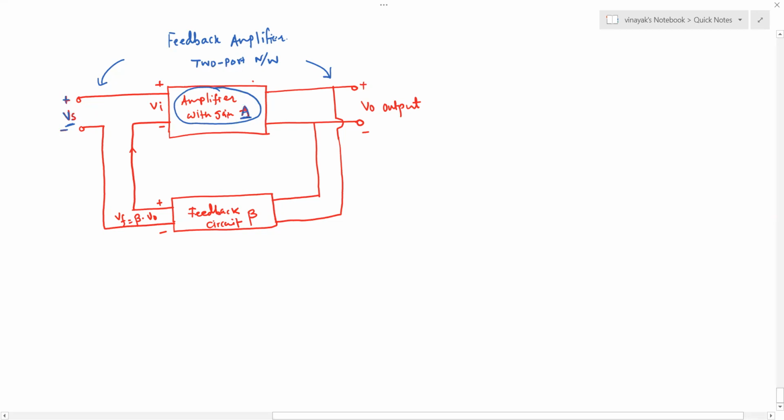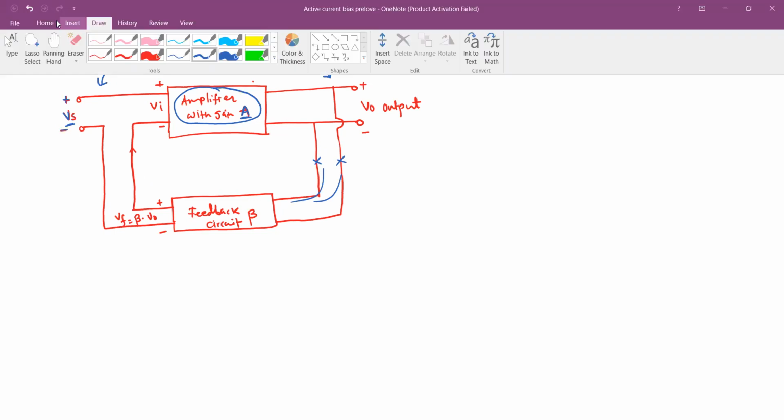So the gain of the amplifier is A, or more specifically, we can say that it is called the open loop gain. It is the gain when you don't have any feedback into the circuit. So we basically don't have any feeding back of the output to the input. Okay, so that is how you understand this open loop gain.